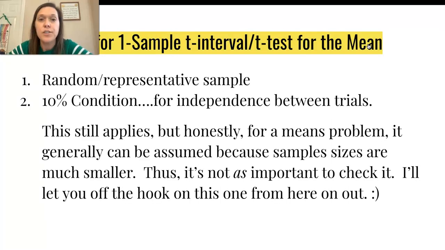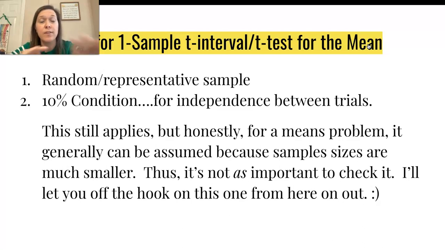All right, so our conditions for a one sample t interval, t-test for means, is again, we need a random sample, and the 10% condition for independence between trials. This still applies, but honestly, for a means problem, it generally can be assumed because sample sizes are going to be small. That's why we're using the t-model. Thus, it's not as important to check it.